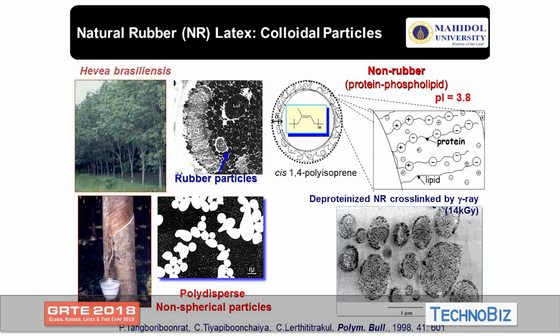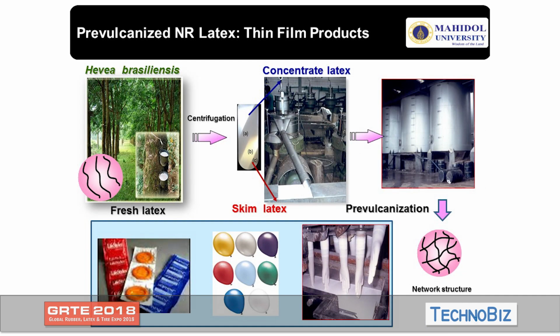These rubber particles are stabilized by the natural stabilizer or the non-rubber part, or you can precisely call it protein or phospholipid. This is the TEM image of deproteinized NR cross-linked by gamma ray. The brokenness of their membrane indicated the absence of protein. So we can say that the proteins were deposited in the form of clusters on the surface of the rubber particles.